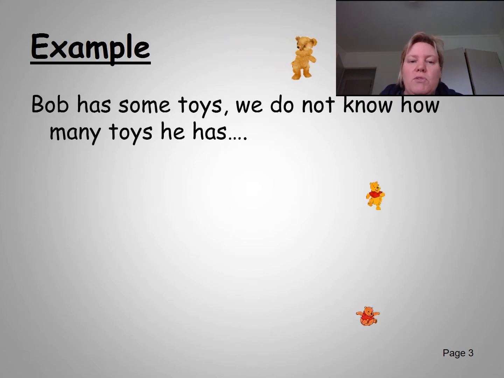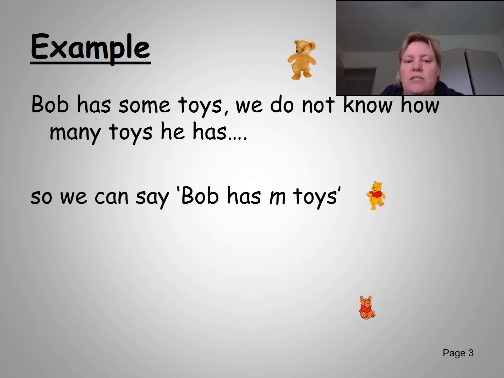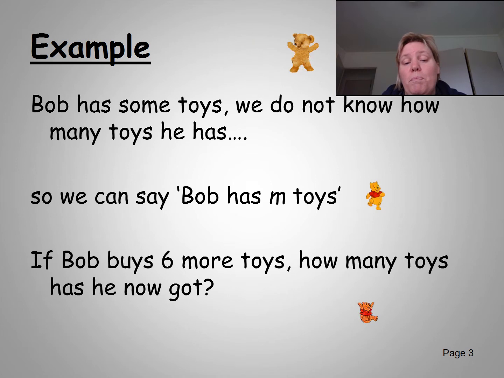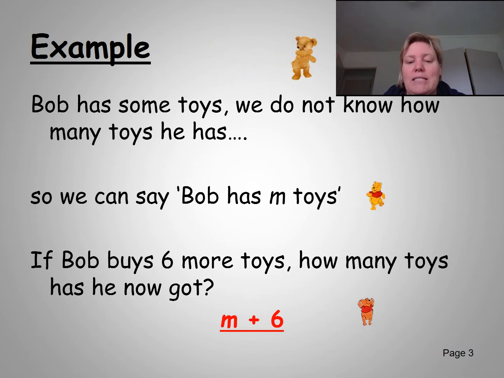Bob has some toys, but we don't know how many toys he has. So we can say Bob has M toys. Bob buys 6 more toys. So how many has he got now? Well, he's got M plus 6. M's the original number, and then he adds another 6 to it.